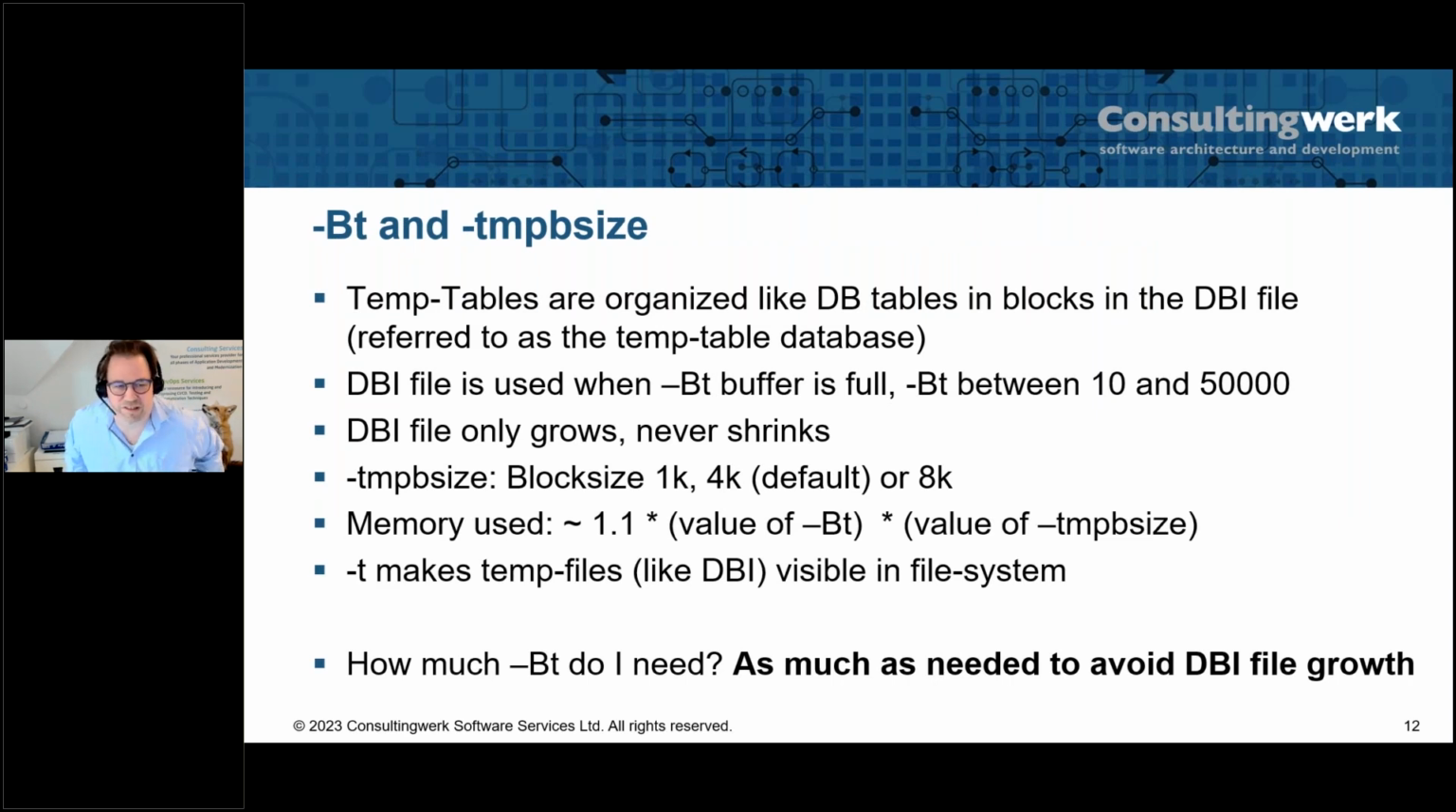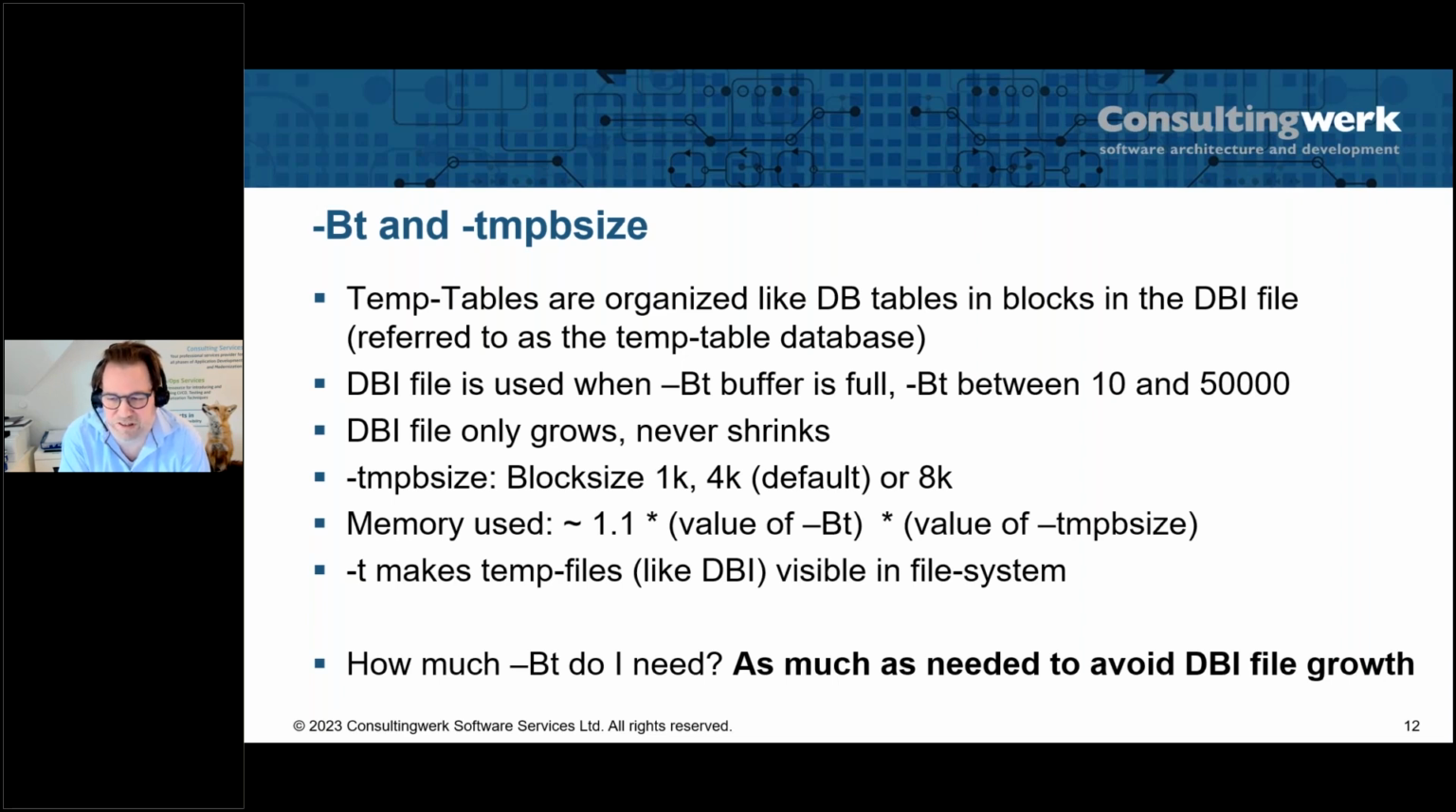So what do these minus BT and temp B size parameters mean? They define an amount of memory. For minus BT, the minimum value is 10 and the maximum value is 50,000. The temp table block size can be 1, 4, or 8K. The default value is 4K. If you multiply 8K by 50,000, that's 400 megabytes of memory. And then you have to apply a factor of 1.1. So 440 megabytes of memory is the maximum that a single ABL runtime session can use for temp tables.